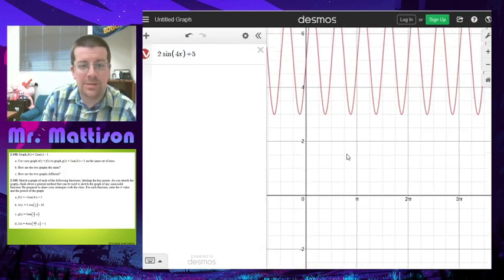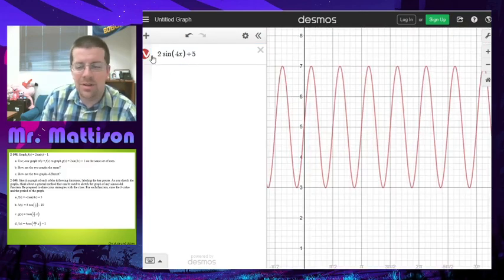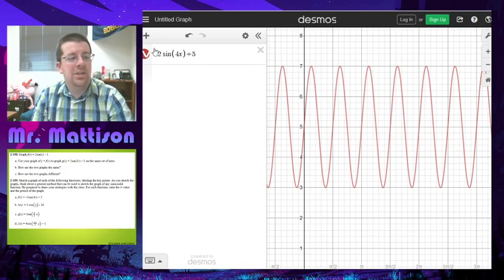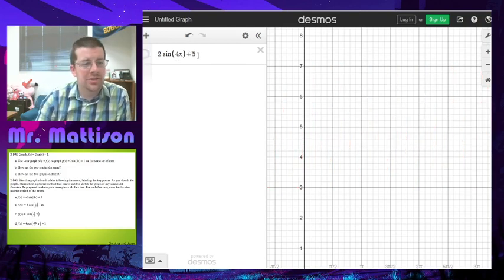So it's up there. That's the problem. Oh, okay. So what I should see here, right? This should be shifted up 5, has an amplitude of 2. So I'm going to have my midline through 5, and I should go up to 7 and down to 3. And then this 4 is going to cause me to have 4 cycles in my base period. So I'm going to have 1 full cycle every pi over 2.